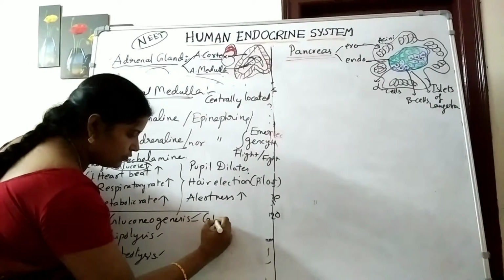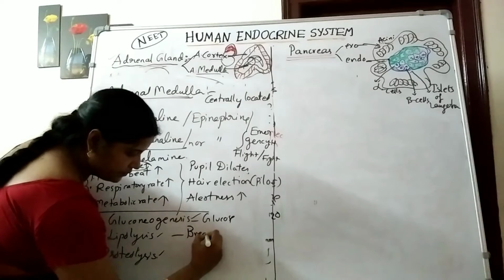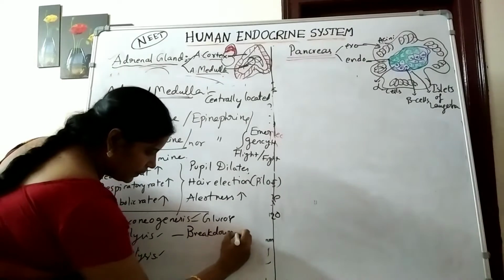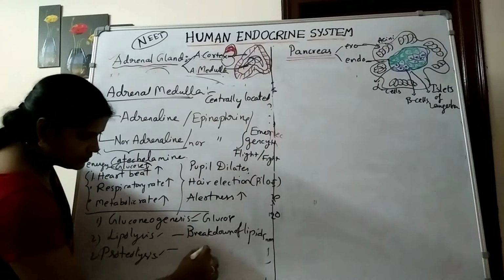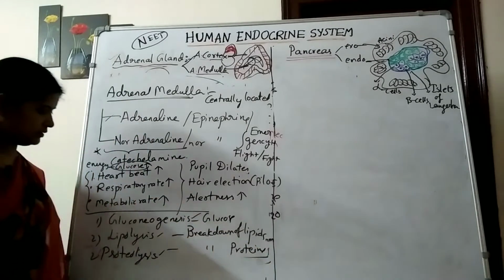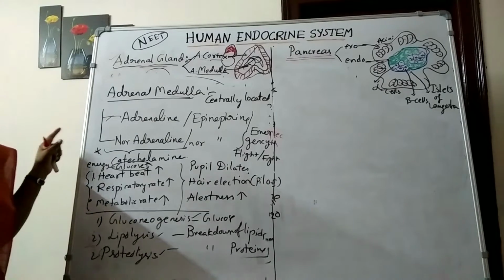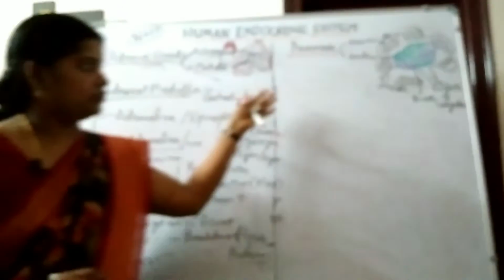Gluconeogenesis means production of glucose. Lipolysis is breakdown of lipids. And proteolysis means breakdown of proteins. Okay, these are the adrenal medulla hormones and functions. That is about the adrenal gland. Now we'll come to the pancreas.